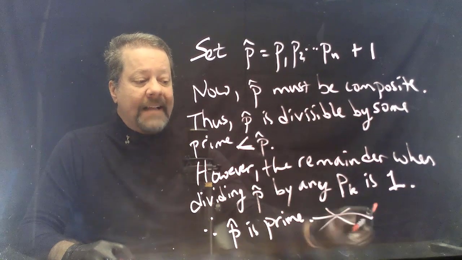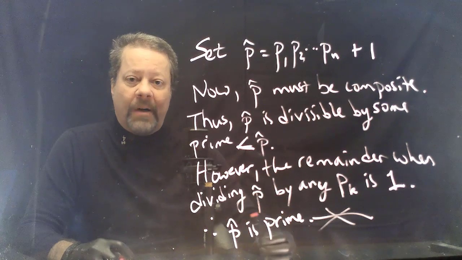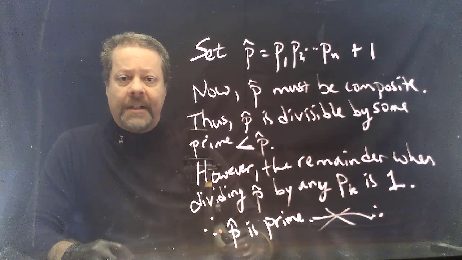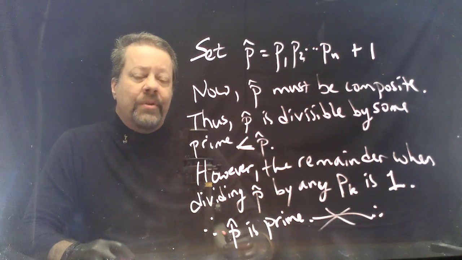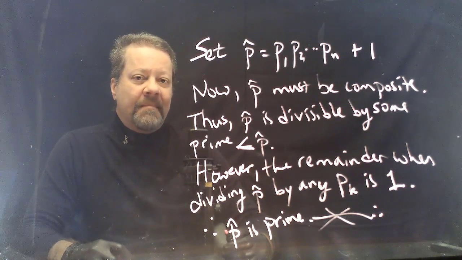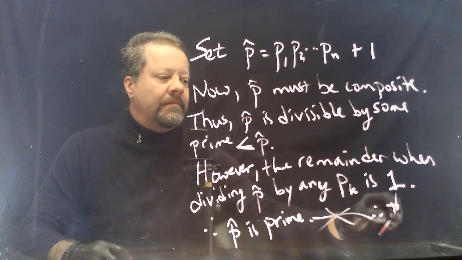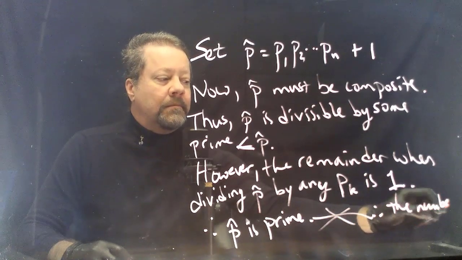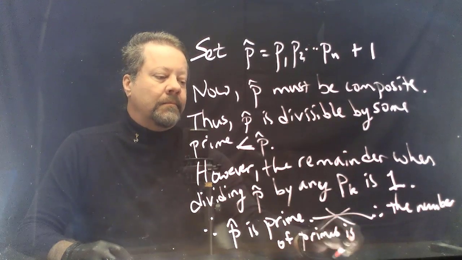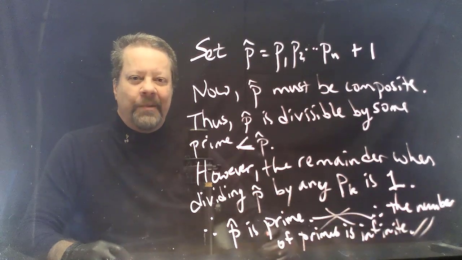And that's a solid contradiction, because P hat must be composite, and yet it must also be prime. Where did the error in logic come? It came when we assumed that we could make a complete and finite list of primes. Therefore, the number of primes is infinite. And that's the end of the proof.